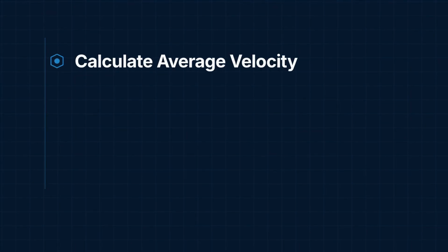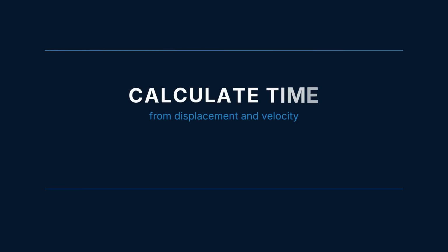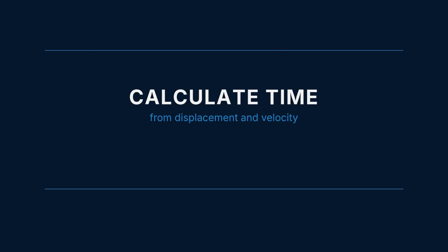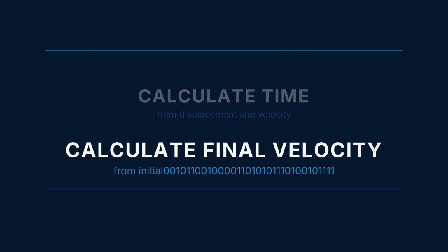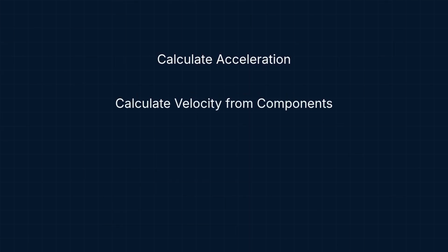Calculate average velocity from displacement and time. Calculate displacement from velocity and time. Calculate time from displacement and velocity. Calculate final velocity from initial velocity, acceleration, and time. Calculate acceleration from initial and final velocity and time, and calculate velocity from components in 2D.